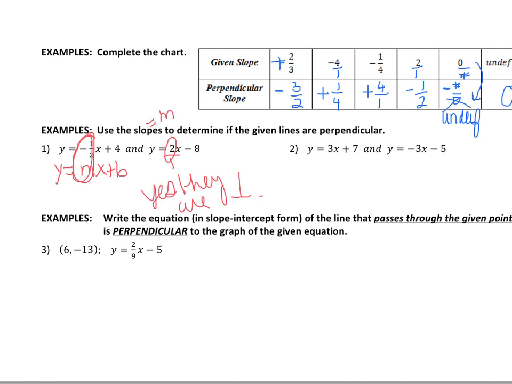Okay, now let's look at this next one. y equals 3x plus 7. So remember, your slope is 3. And y equals -3x. My slope is -3. Well, if I have 3, 3 is 3/1. So if I make it the opposite, it is going to be negative. But when I flip this, it's going to be 1/3, which is not that. So no, not perpendicular.